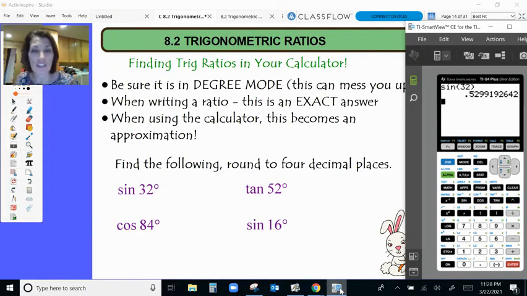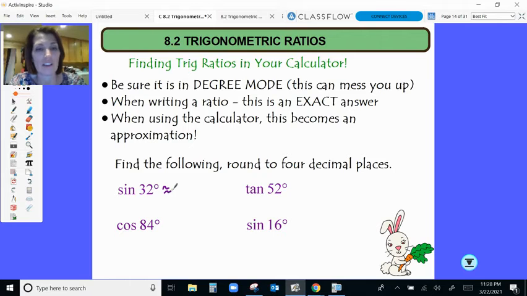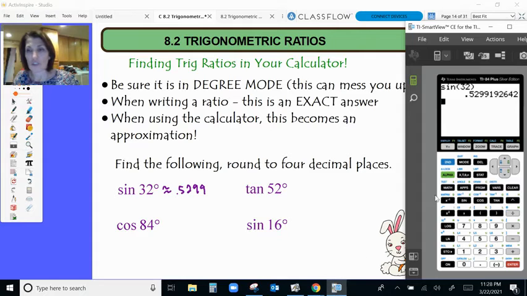So this is going to be equal to 0.5299. And when we're calculating these trig ratios, we always go to 4 decimal places. Now, when we're solving problems, we always go to maybe tenths or whatever. But when we're actually calculating a trig ratio, it's 4 decimal places. So 0.5299 right here. You might want to try some of these other ones with me and see if you get the proper answer.